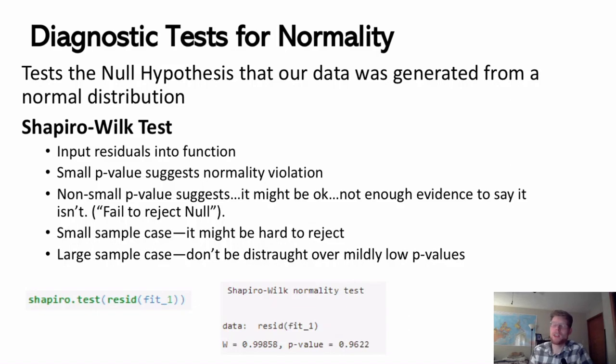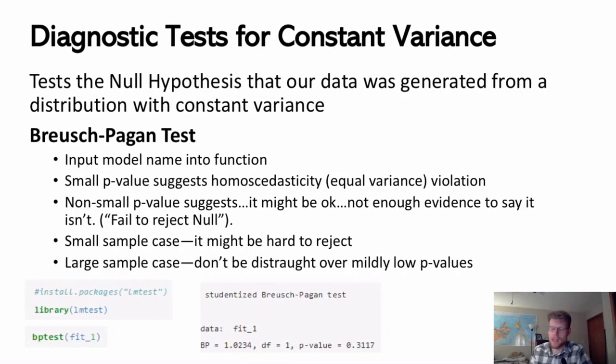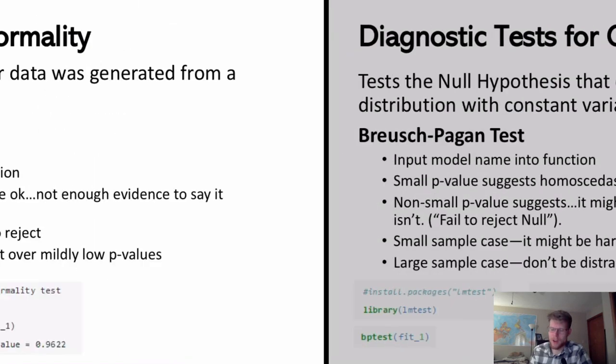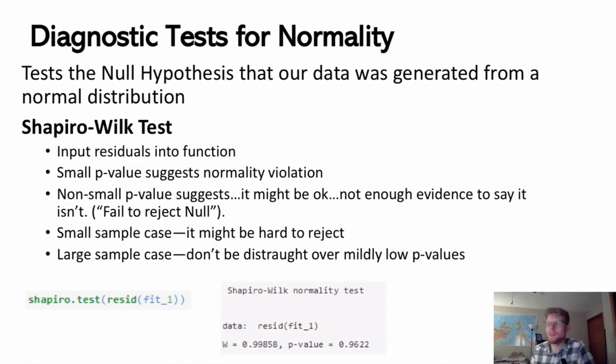So in addition to these visualization methods, we can also put a probabilistic calculation on this as well. We can use what's called a Shapiro-Wilk test for normality. We can use what's called a Breusch-Pagan test for constant variance. There is more than one of these tests, by the way. A Kolmogorov-Smirnov test is another test that you could use for normality.